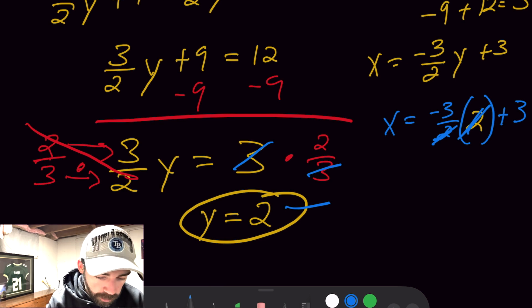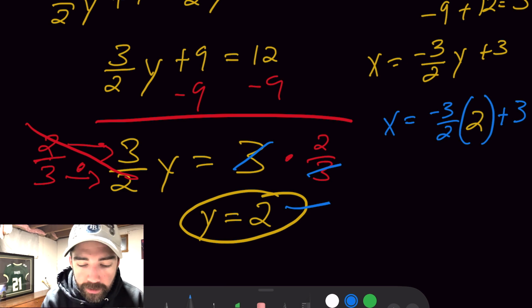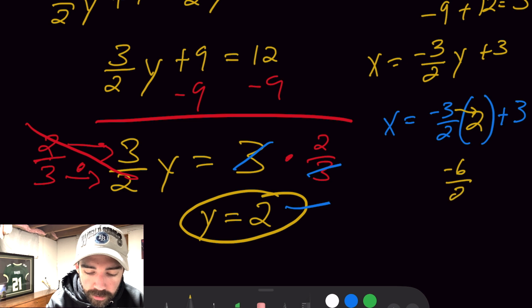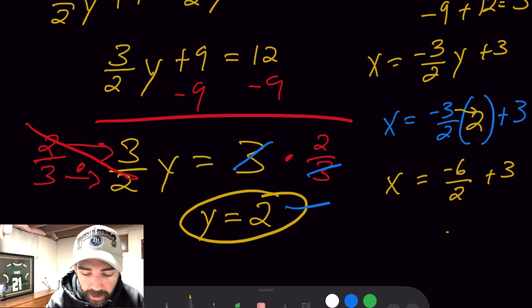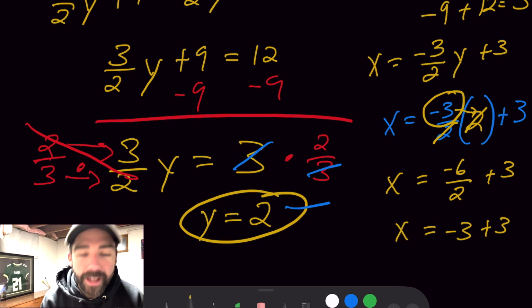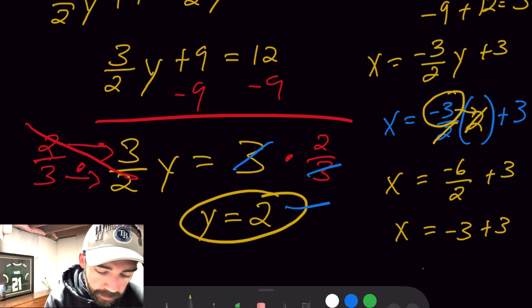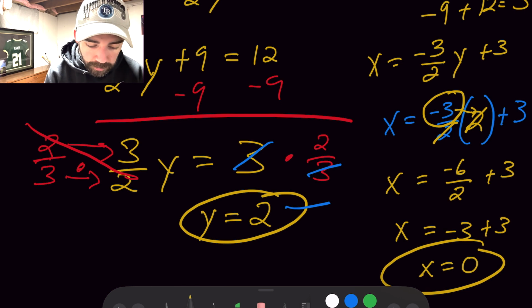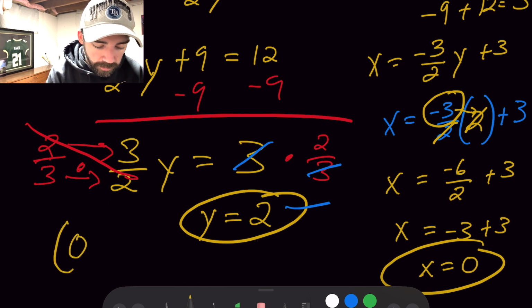I'll show you a different way, because I showed you the cancel way, which is the fast way, earlier. Let's actually multiply it out. Negative 3 times 2 is negative 6 over 2. Well, what is negative 6 over 2? That's just negative 3, which is what was sitting here because these 2s cancel out. Wow, what a boss. Nate, you're amazing. Thanks. Negative 3 plus 3, guess what it is? 0. Hero. Here we are. x equals 0 and y equals 2. That is our answer. 0, 2, done.